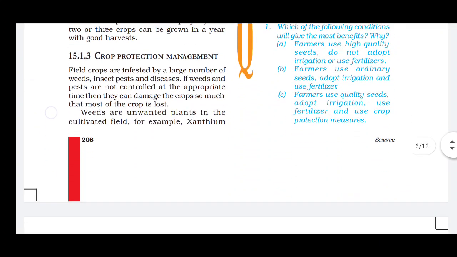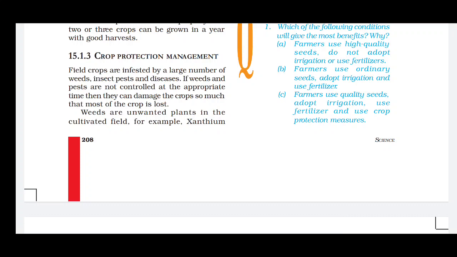Next is crop protection management. So we have already discussed the improvement of crops, their varieties, and how we can improve cropping patterns. The last one is crop protection management. How can we protect the crops before harvesting? In the fields, the crop should be protected from weeds, insects, pests, and diseases. Crop protection management includes different methods which help reduce such infestations, that is, diseases and so on.